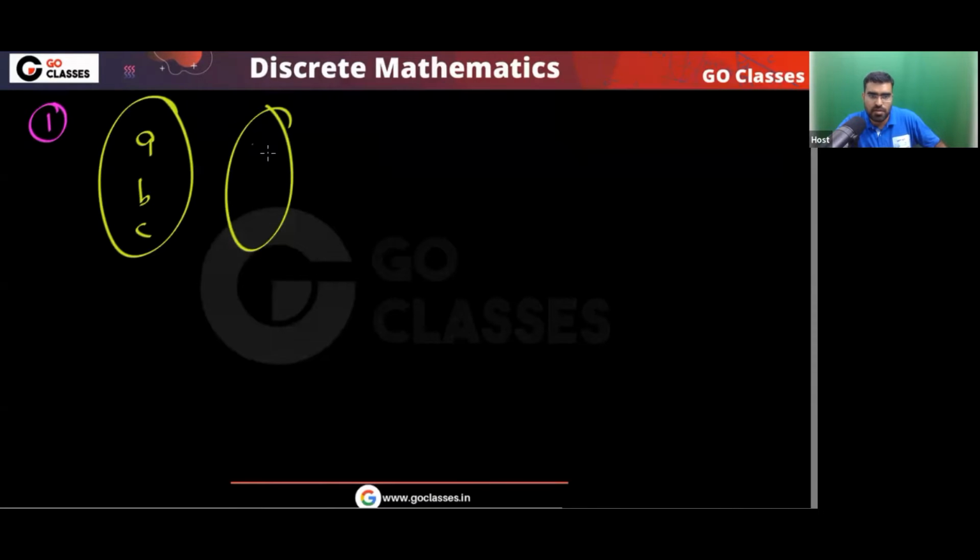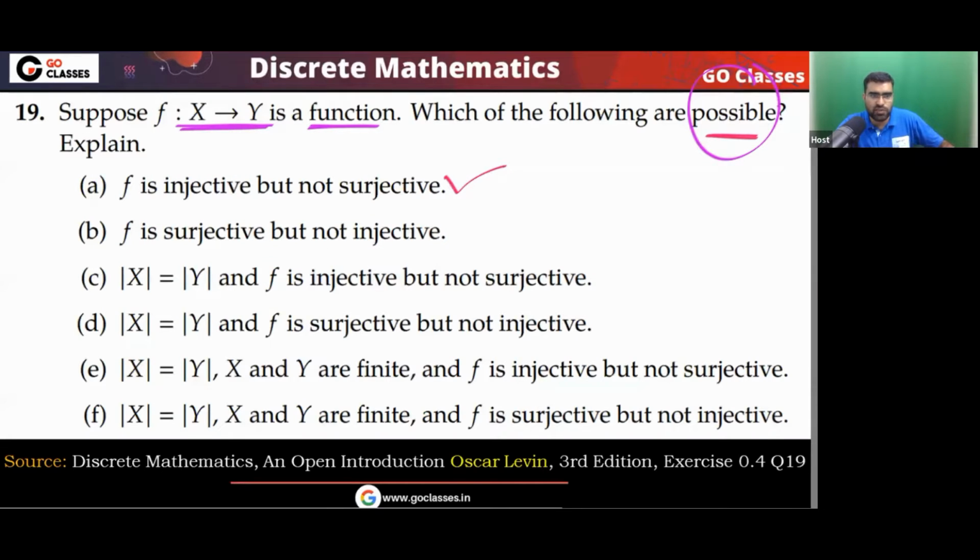For the first option, you can just give me this function. A, B, C. Injective but not surjective. So I can give you this function. You can easily notice that this is 1-1, and you can see that this is not onto. Agree? Okay.